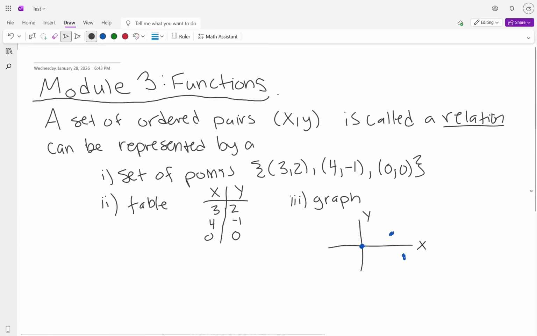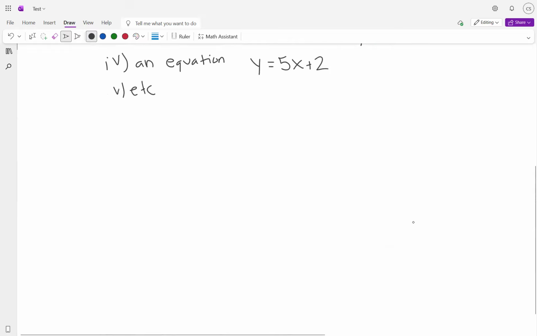It could also be given as an equation. So maybe we'd have y equals 5x plus 2. So we usually have y on one side and then a little bit more interesting things happening with the x variable. We could also have more, but these four are our most common. So set of points, table, graph, and an equation. All right. Scroll down.